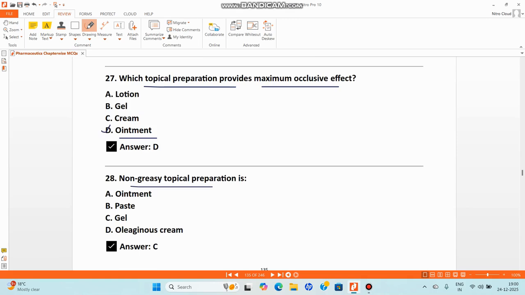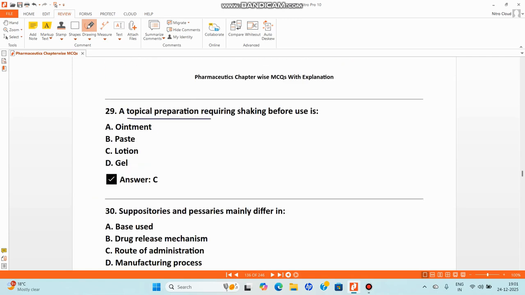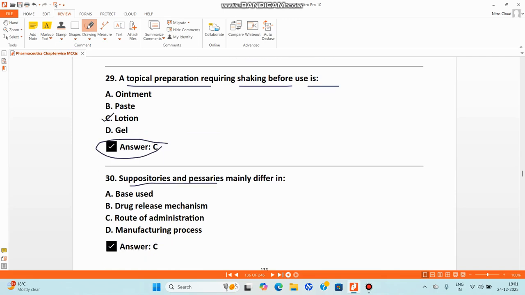Non-greasy topical preparation is, what is this? The answer will be C, gel. Ointment, paste, and oleaginous cream are all greasy preparations, whereas gel is a non-greasy topical preparation, right? A topical preparation requiring shaking before use is C, lotion. Suppositories and pessaries mainly differ in route of administration. This is very, very important. I already discussed it in a previous question.